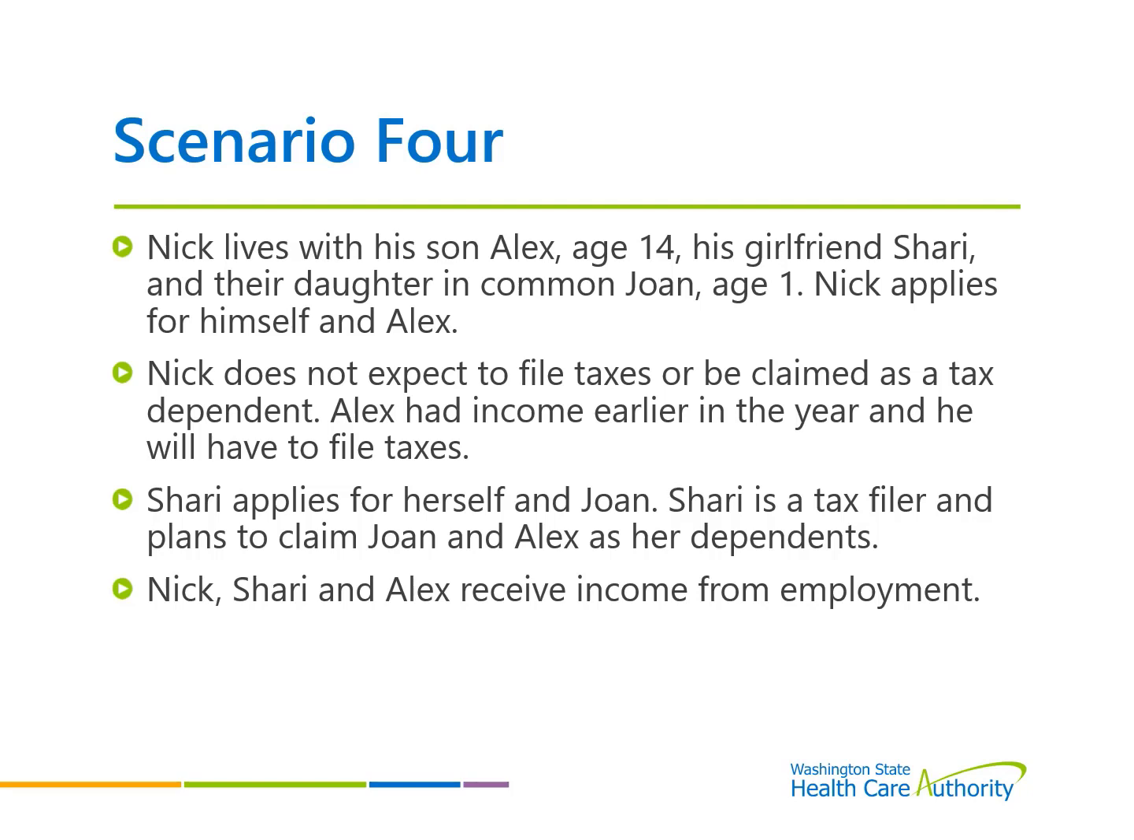Sherry applies for herself and Joan. Sherry is a tax filer and plans to claim Joan and Alex as her dependents. Nick, Sherry, and Alex receive income from employment.